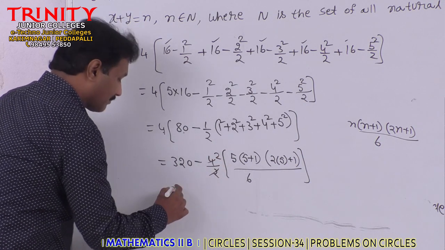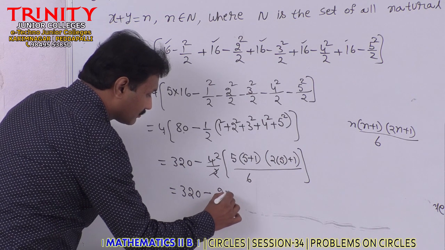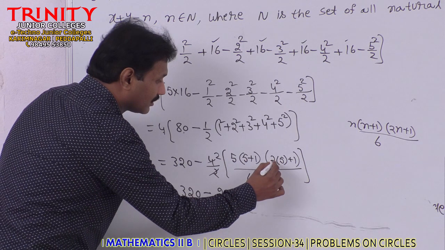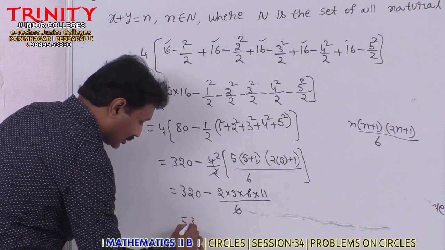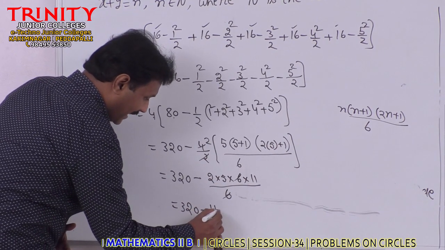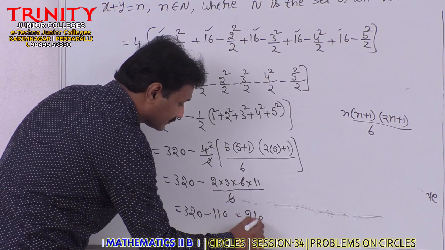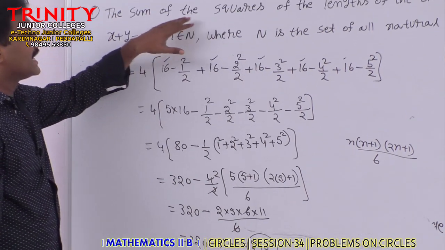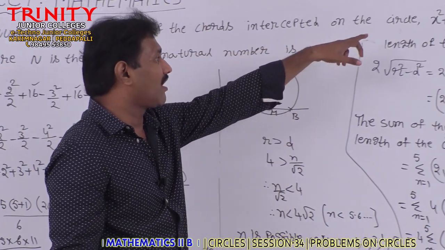2 times 160 is 320, minus 2 into 5 into 6 into 11 by 6. 6 and 6 cancel. 320 minus 2 into 5 is 10, 10 into 11 is 110, that equals 210. The answer is 210. The sum of the squares of the length of the chords intercepted on the circle by the lines x plus y equals n, where N is the set of all natural numbers, is 210.